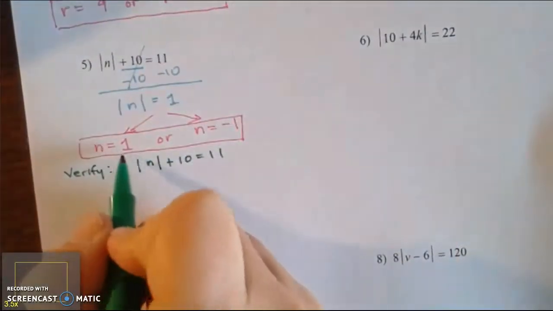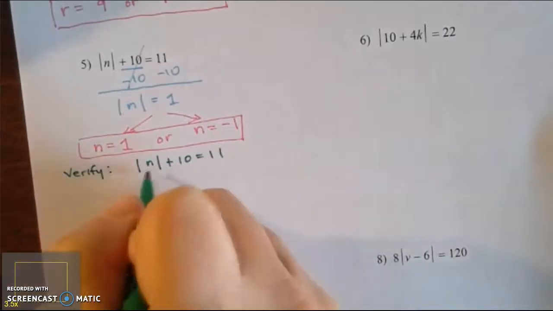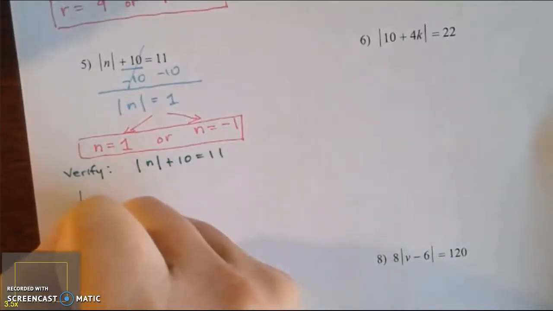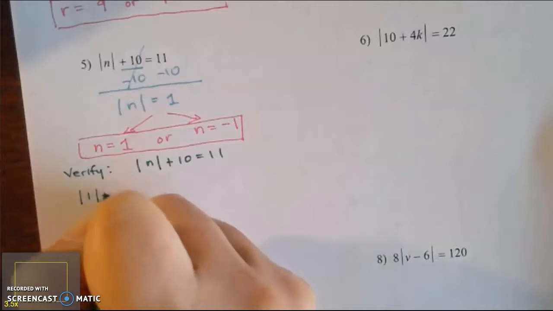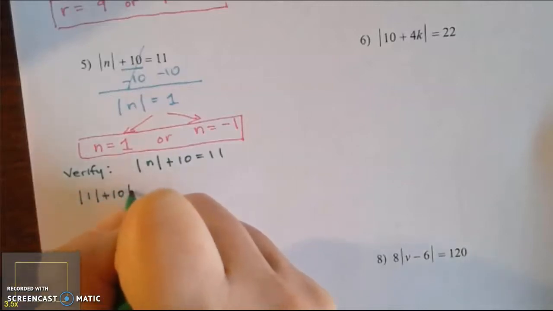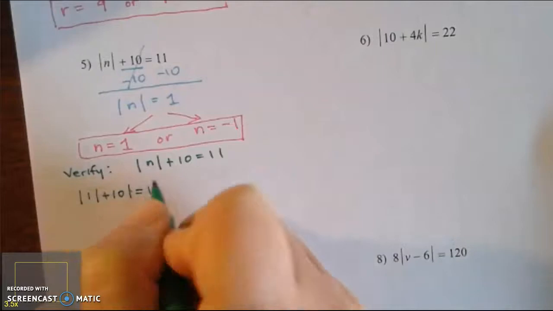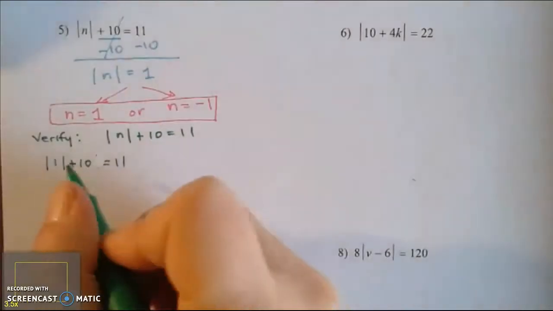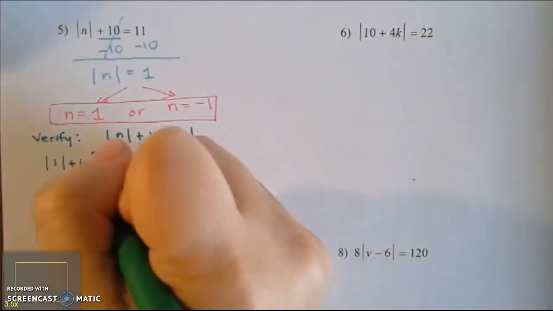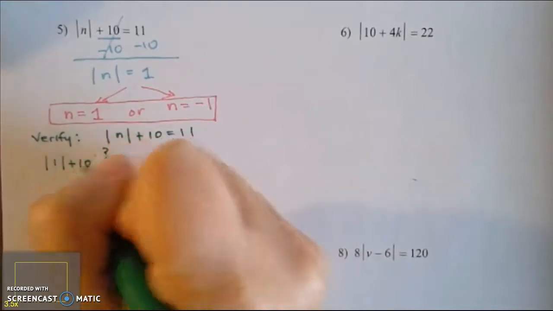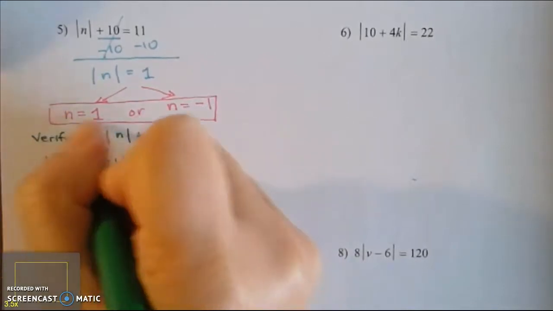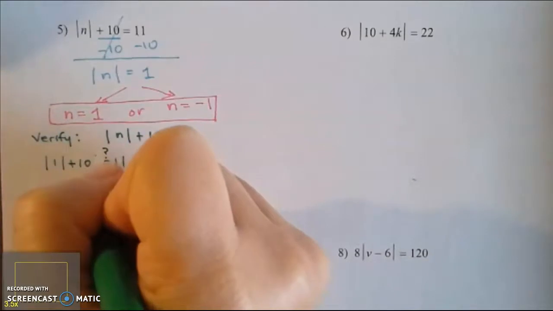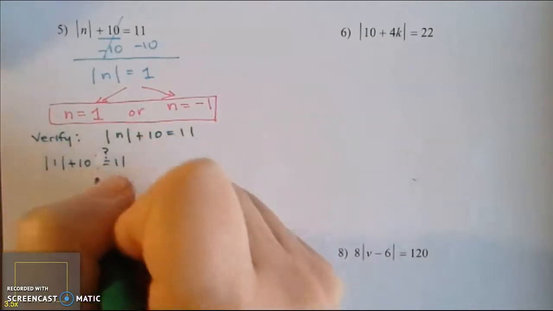I am going to break that up into two different branches. I'm going to first consider n is equal to 1. So whenever I see an n, I'm going to replace it with 1, is equal to 11. So we're asking ourselves, is this true? When I substitute that in, if it is a solution, if I did not make any silly mistakes, then it should come out as true.